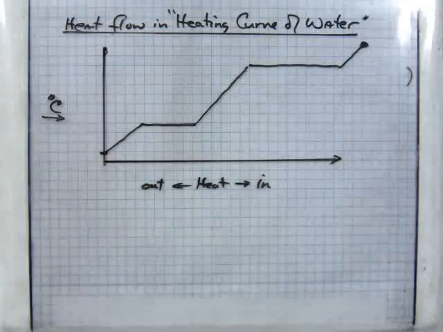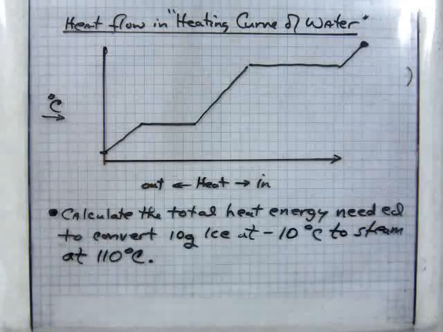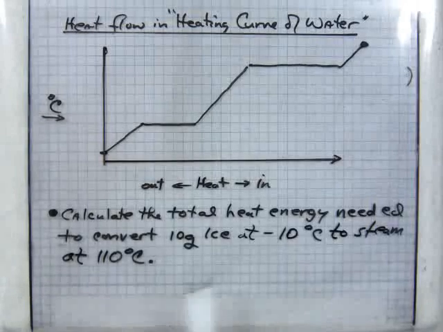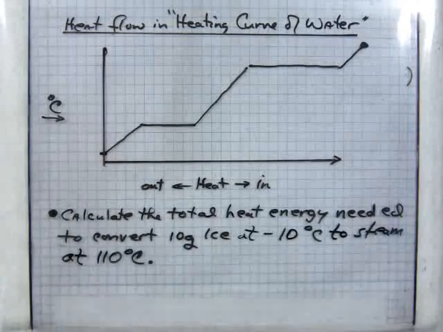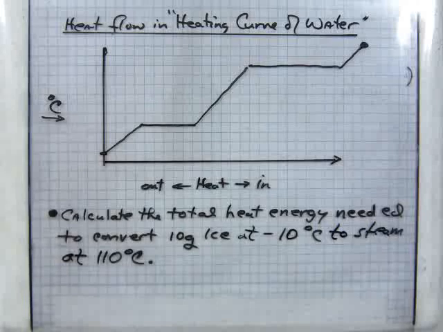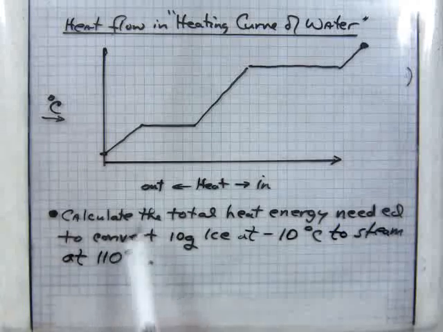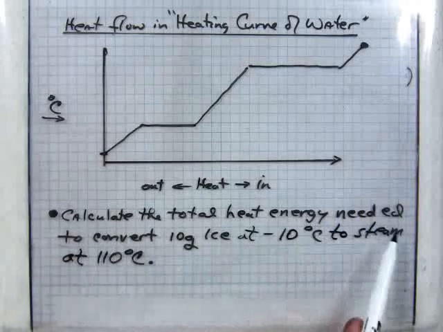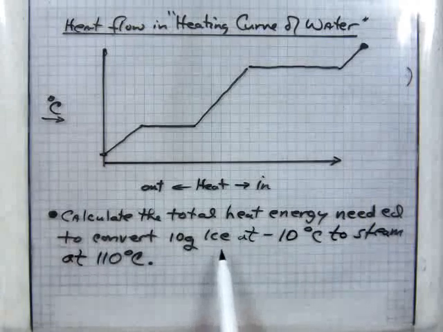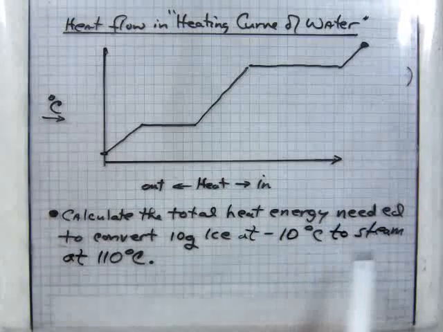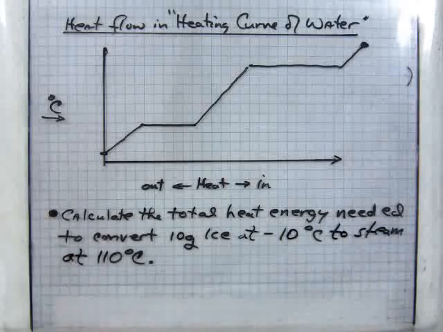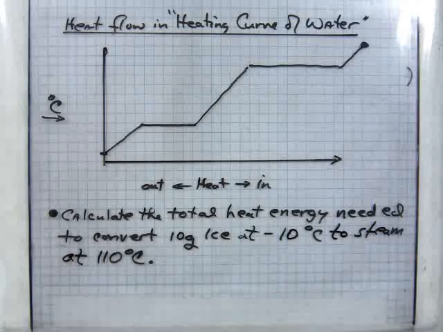So while you draw that, I'm going to lay out the problem. Okay, so here's your problem that we're going to work step by step through. Calculate the total heat energy needed to convert 10 grams of ice at minus 10 degrees C to steam at 110 degrees C. Now, what you'll need in addition to this are some transition constants and some specific heats, as they're called.